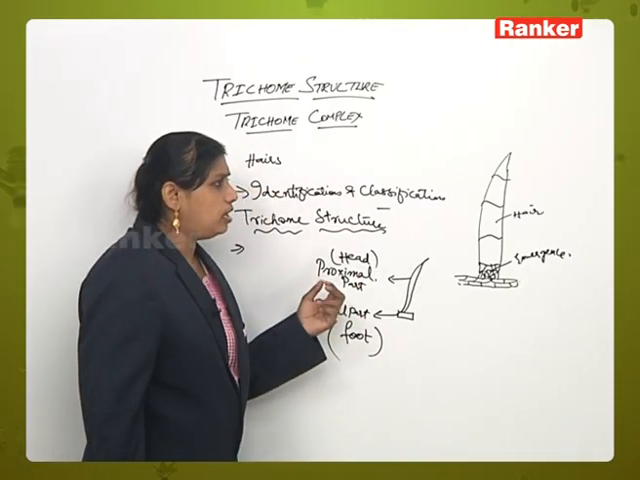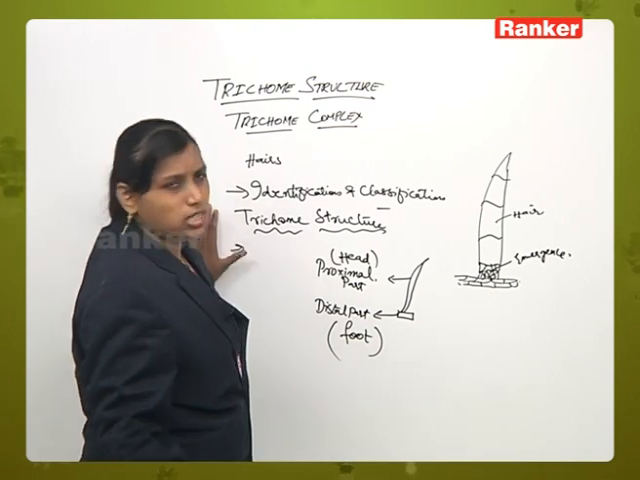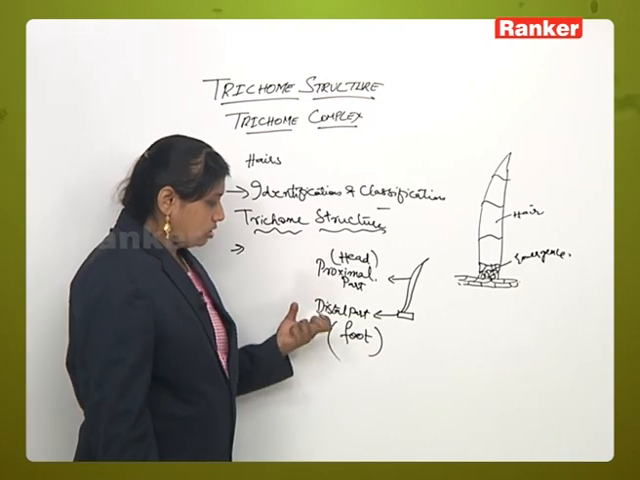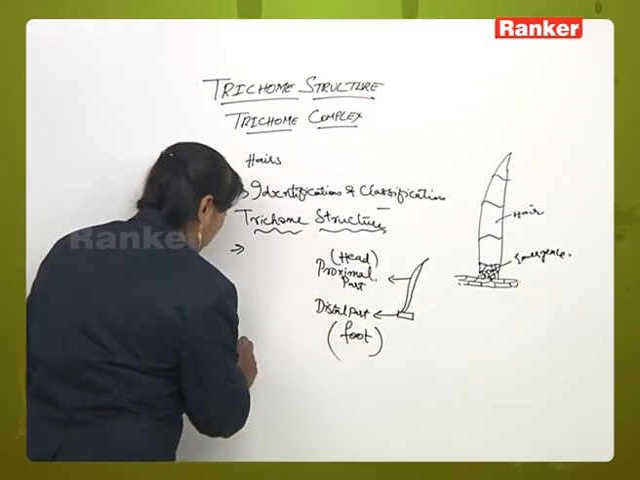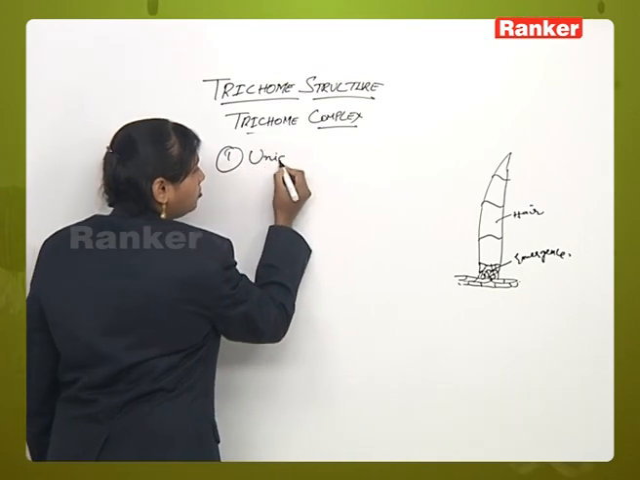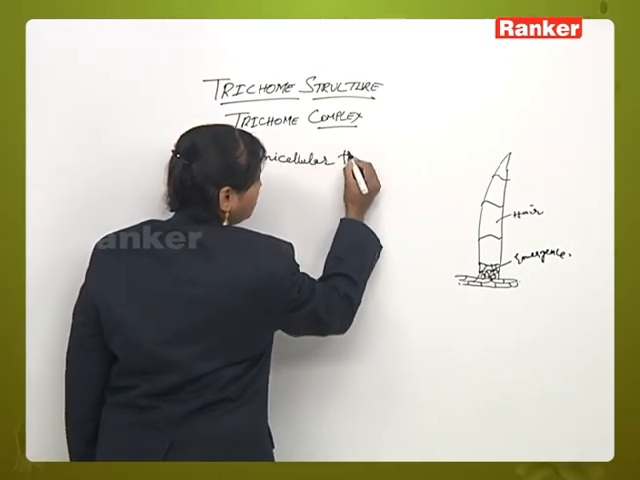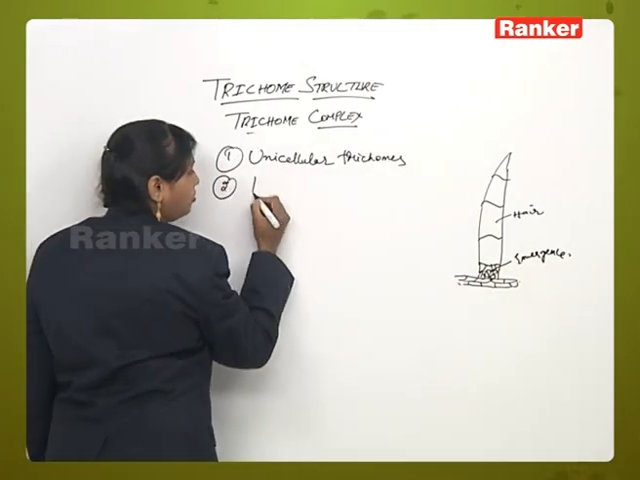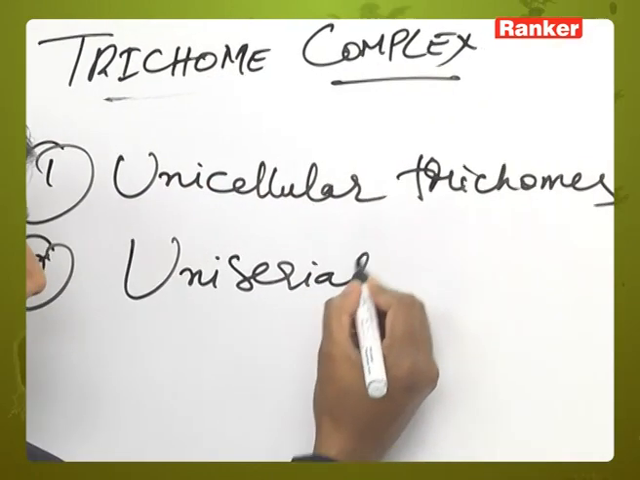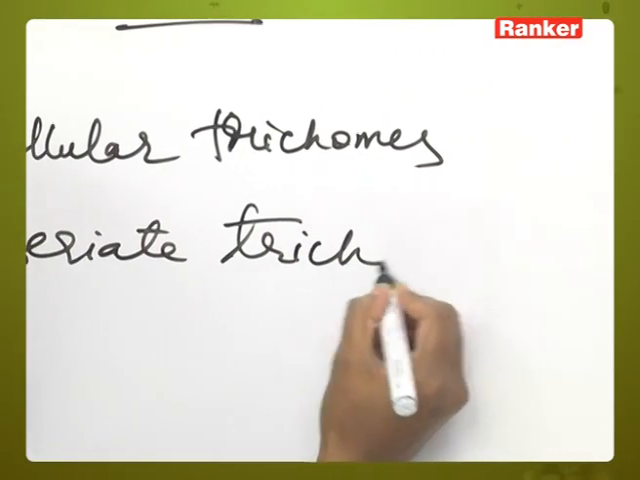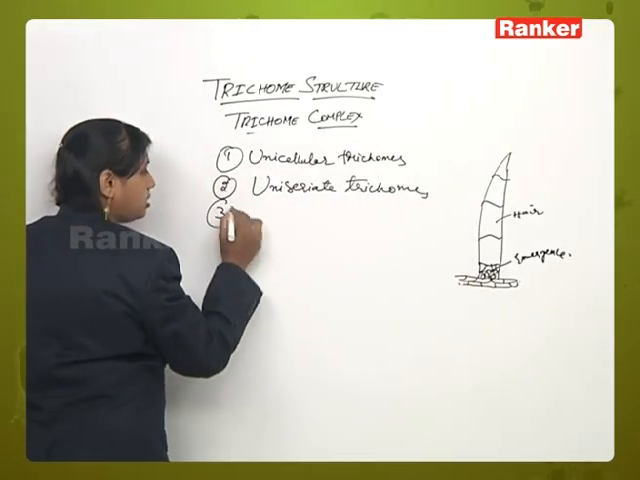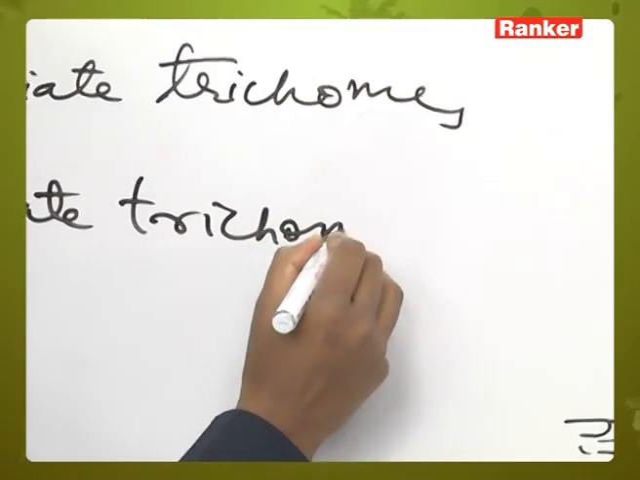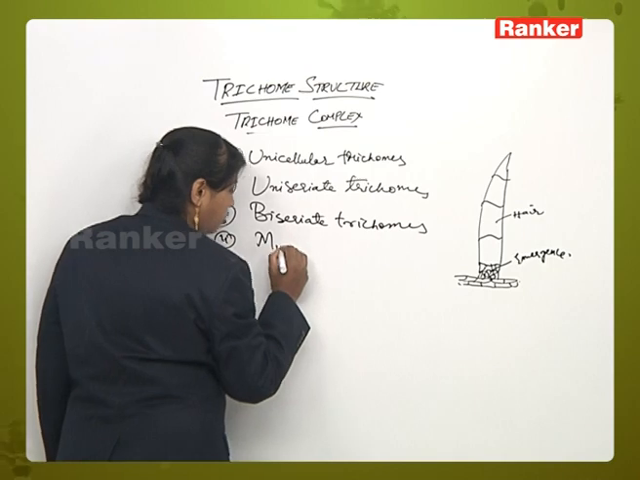The classification of trichomes was earlier done on the basis of arrangement, function and structure. The mature trichomes are basically divided into four types: unicellular trichomes, uniseriate trichomes, biseriate trichomes, and fourth, multiseriate trichomes.